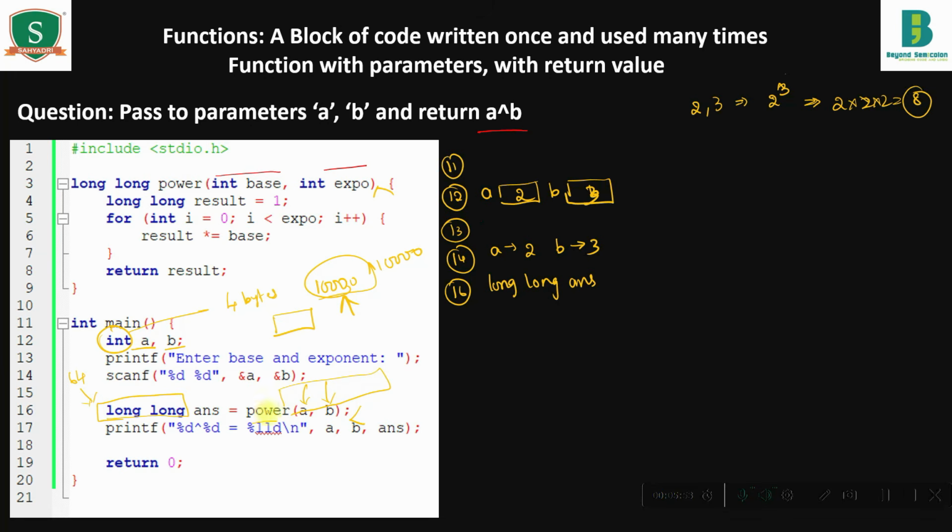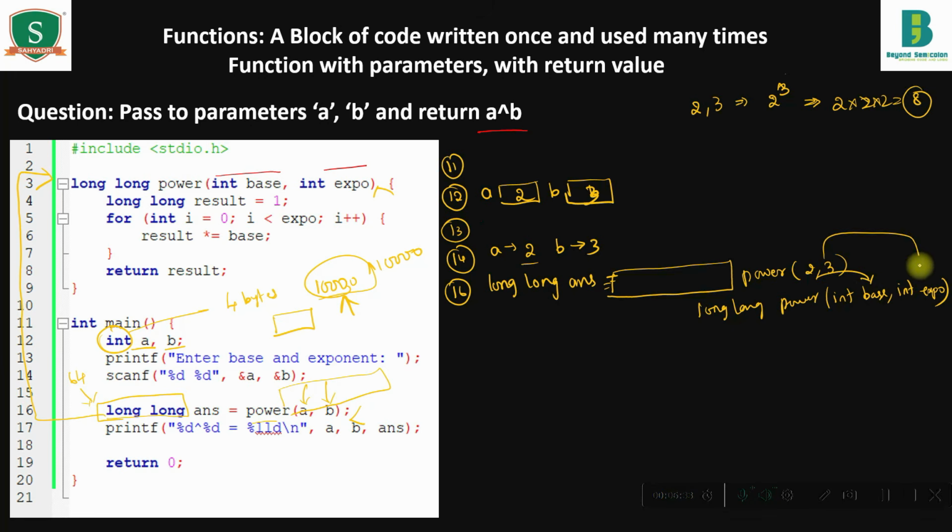Now let us see the 16th line, long answer. It is a bigger bucket, equal to, we are calling the function power a comma b. So a value is 2, b value is 3. What is happening at the 16th line? The compiler will go to the 3rd line and look for the function long power int base comma int expo. 2 is assigned to base, 3 is assigned to expo. We have taken a new variable called result that would store the result value, and the initial value we have assigned is 1. And this for loop is very simple.